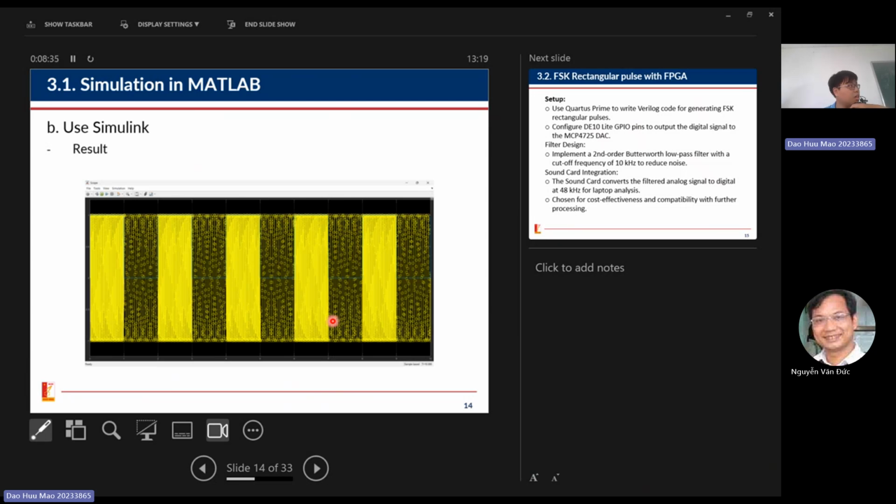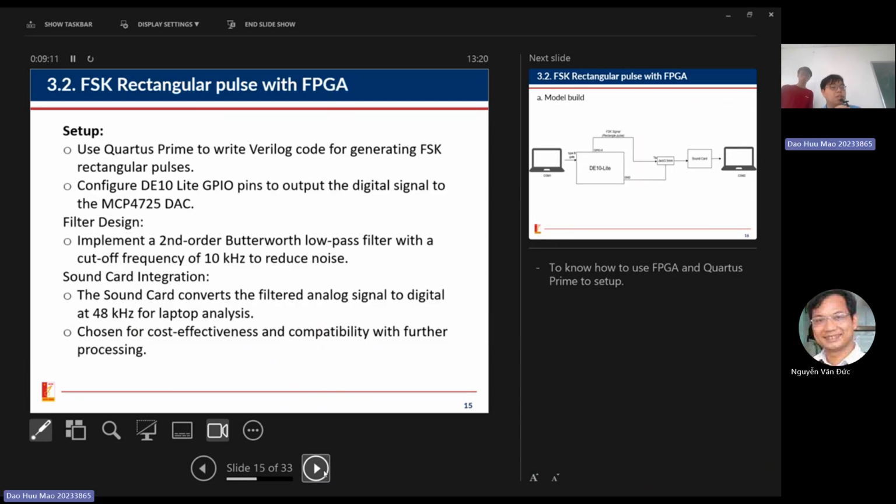It's hard to see here. There is a blue line here, which depicts the values of the regular pulse. It's a little bit hard to see, a blue line here. But for example, this is for the bit 1, the frequency is higher, and for the bit 0, the frequency is lower.